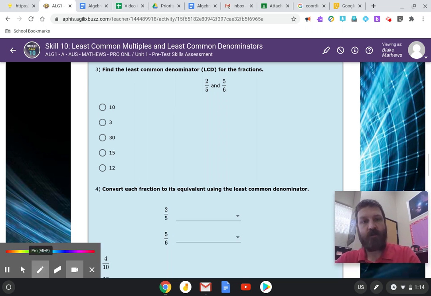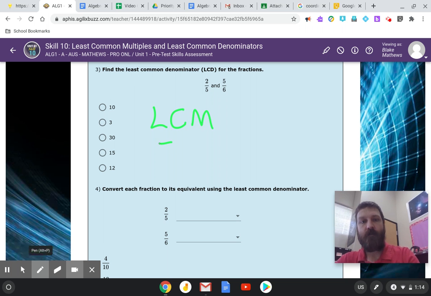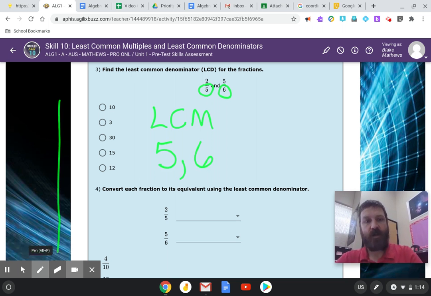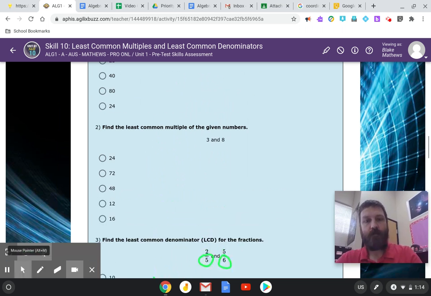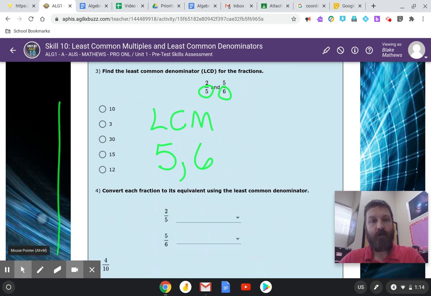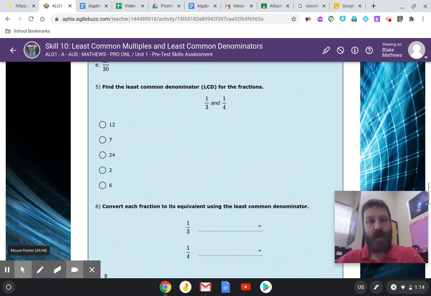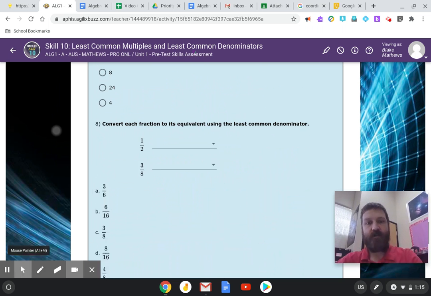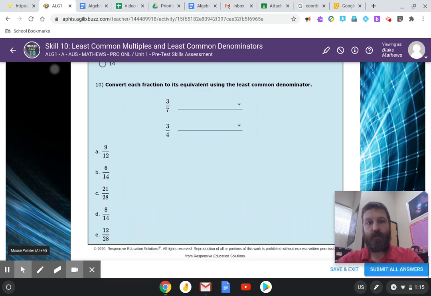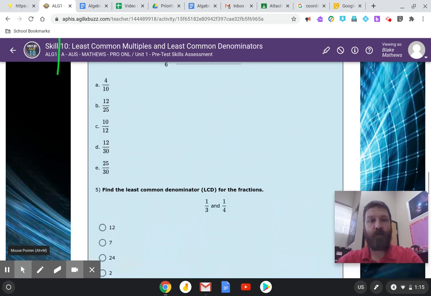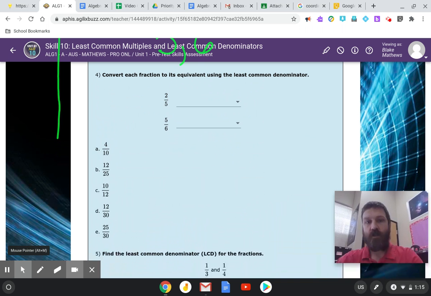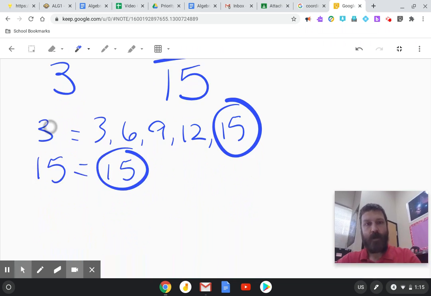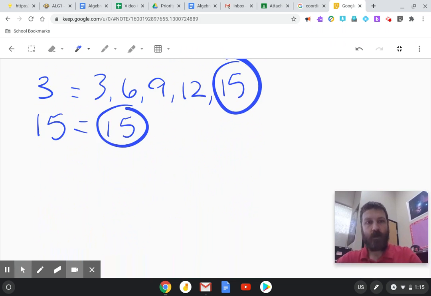But in these first problems, they just want you to find the LCD for the fractions. So really all you're going to do is find the LCM of 5 and 6, which are the denominators. So that's all you've got to do. So you're doing exactly what you did up here, but with the denominators of those fractions. So that's going to be number 3 and number 5 and number 7 and number 9. All of those are going to be that same exact way. Then the next problem is going to have you actually do what you're supposed to do with that information. So let's jump over here and let's look at our example.